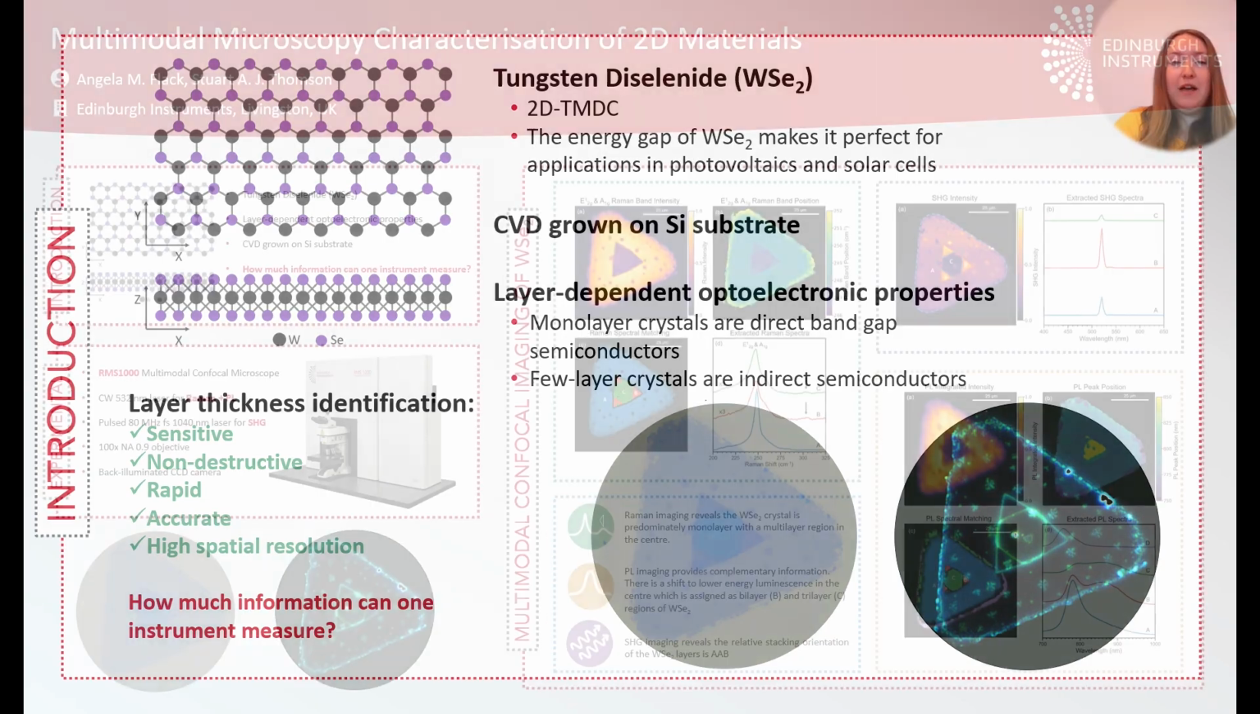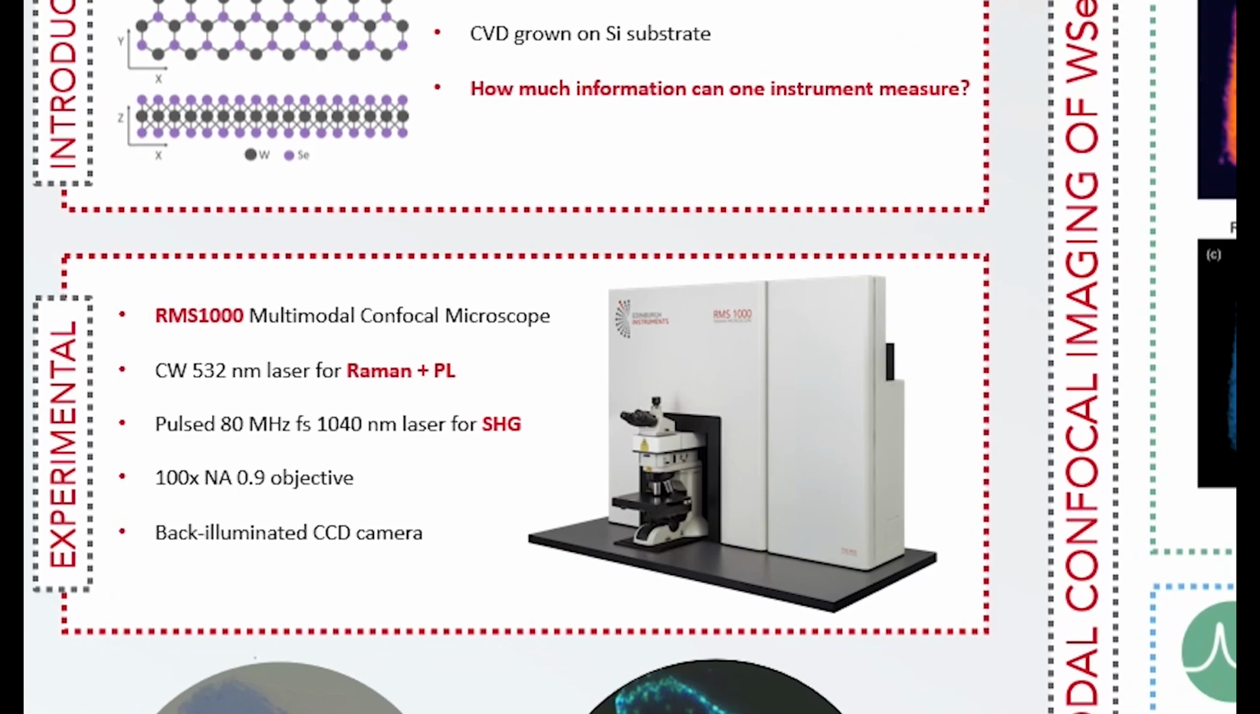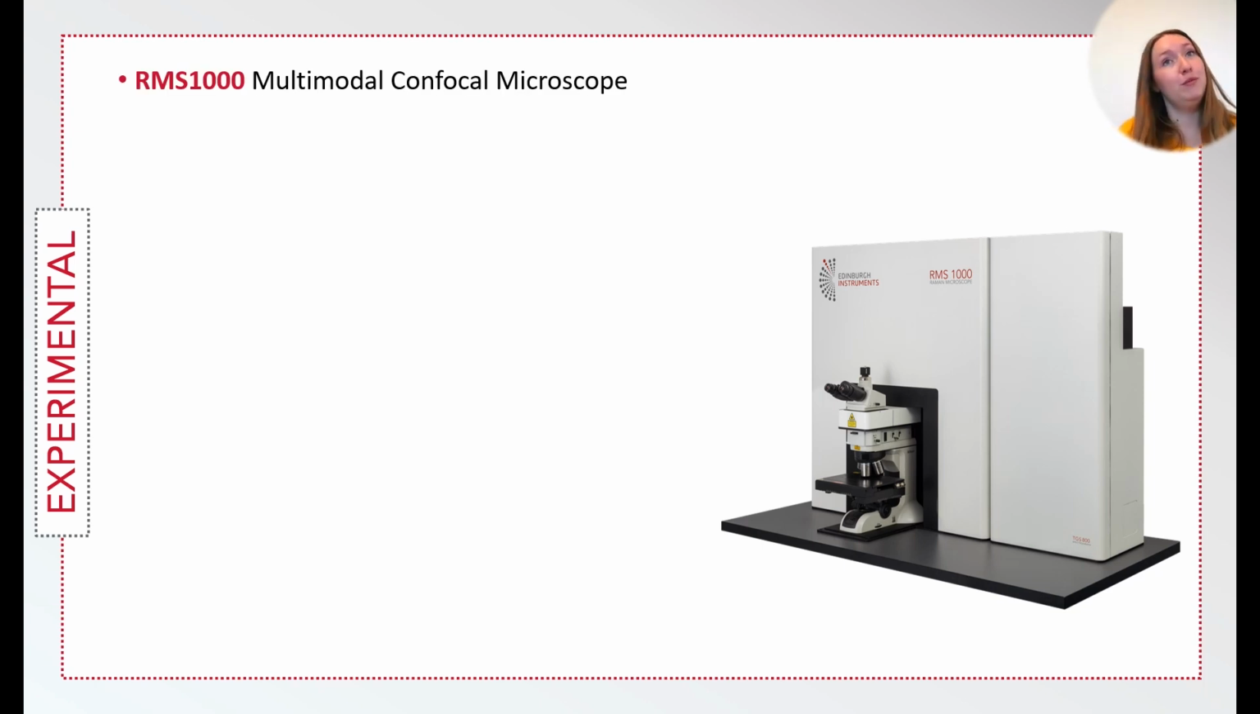How much information can one instrument measure? Can we have one that does it all? Well, I'm pleased to tell you, yes, we can have one instrument that does it all. Using our RMS 1000 multimodal confocal microscope, I'm going to demonstrate exactly how we achieve this.